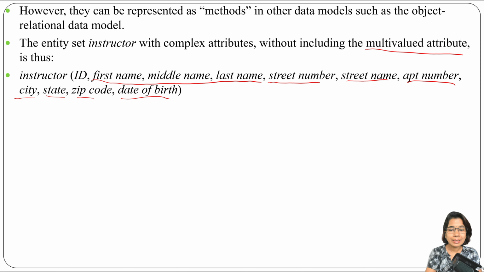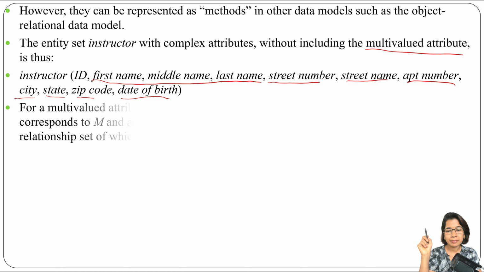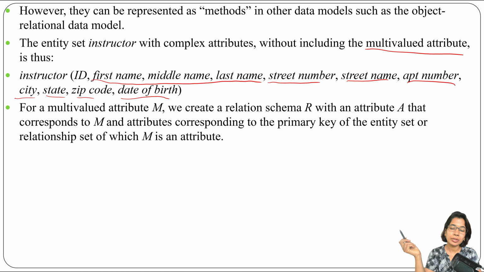So these are the simple attributes. There are composite attributes, but we break a composite attribute into simple attributes. Like we break name into first name, middle name, last name. We break street into street number, street name and apartment number. So if there is a composite attribute, just break that into simple attributes and write the simple attributes directly in the relational schema. Now for a multi-valued attribute, we'll include the primary key of the main entity set.